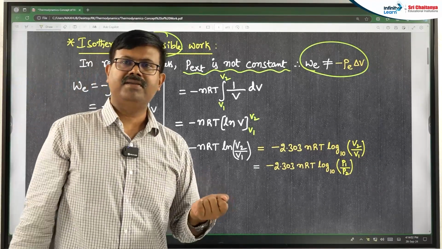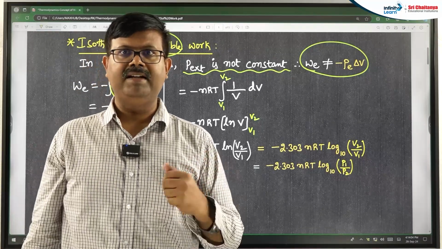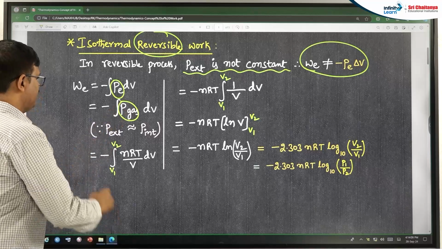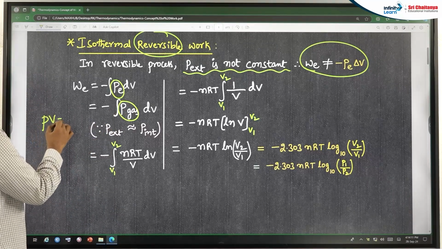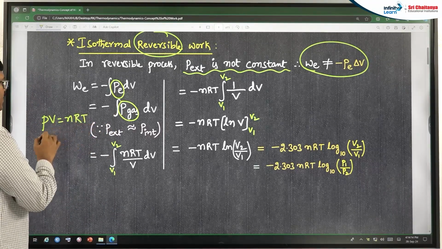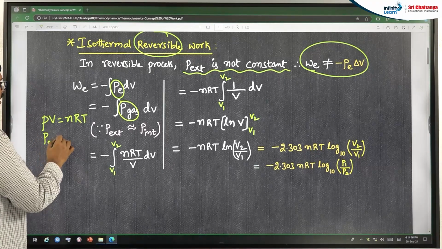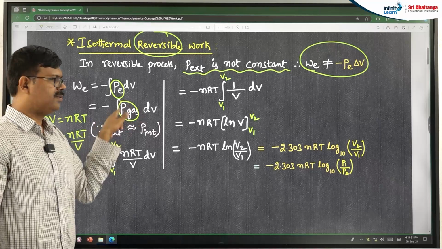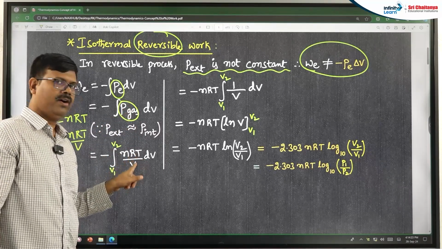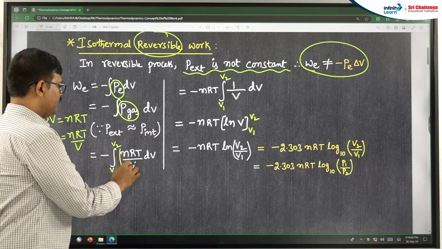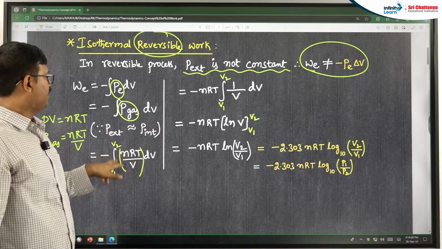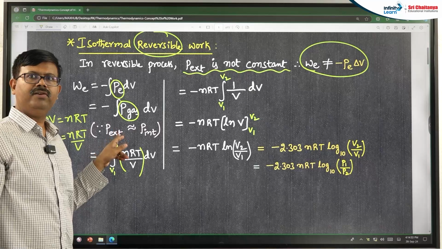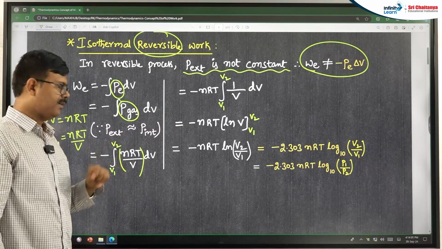Now, for gases we know PV is equal to nRT. So, in place of this pressure, since PV is equal to nRT, I can write P of gas as nRT by volume. So, I am replacing this pressure of gas with nRT by volume. Then, what are the limits of volume? V1, the initial volume, to the final volume V2. These are the integral limits.